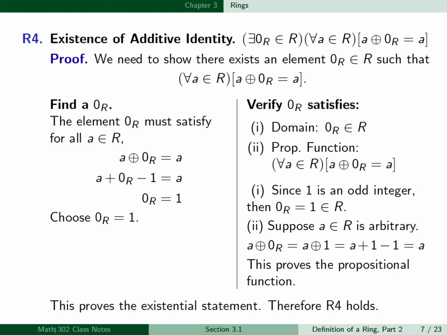So we have an additive identity in our set, but it's not the typical additive identity that you might expect. And so in fact it turns out to be the integer 1.